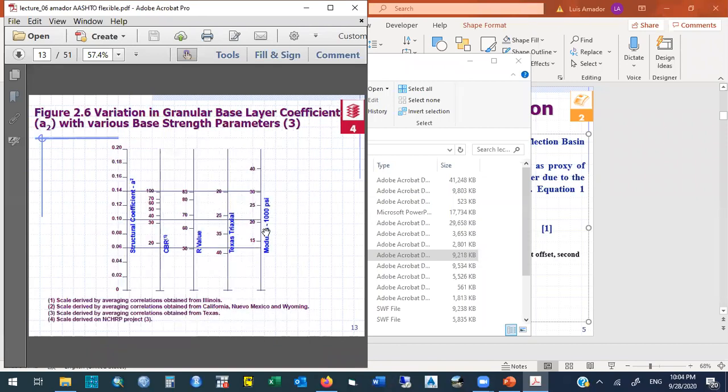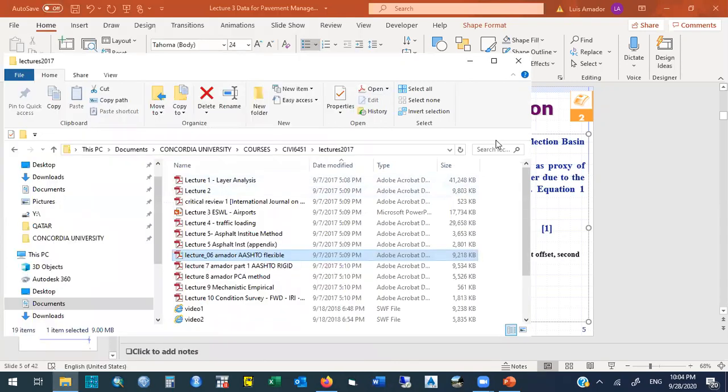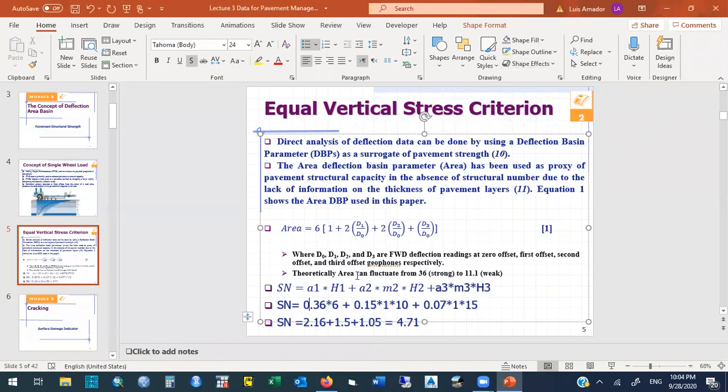And there's also correlation between the CBR, the R value, modulus of resilience, and the structural coefficient A2 and the structural coefficient A3. So if you have a CBR of 33, you go here and you read a 0.10 structural coefficient, okay? So there are charts and there are equations and there are ways to estimate that. But what matters for this class is that you can characterize the strength of the pavement through the structural number, or you can characterize it with the deflection area or any similar deflection basin parameter, okay?